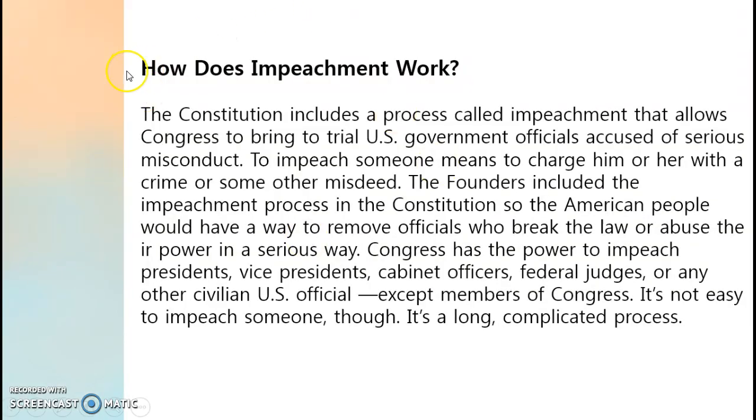All right, so just follow along with me while I read. How does impeachment work? The Constitution includes a process called impeachment that allows Congress to bring to trial U.S. government officials accused of serious misconduct. To impeach someone means to charge him or her with a crime or some other misdeed. The founders included the impeachment process in the Constitution so the American people would have a way to remove officials who break the law or abuse the power in a serious way. Congress has the power to impeach presidents, vice presidents, cabinet officers, federal judges, or any other civilian U.S. official, except members of Congress. It's not easy to impeach someone, though. It is a long, complicated process.